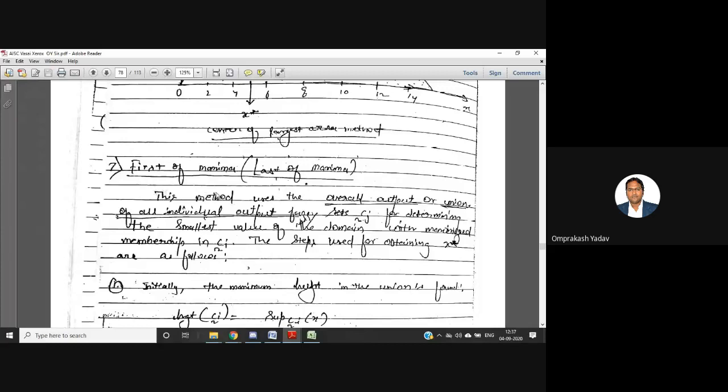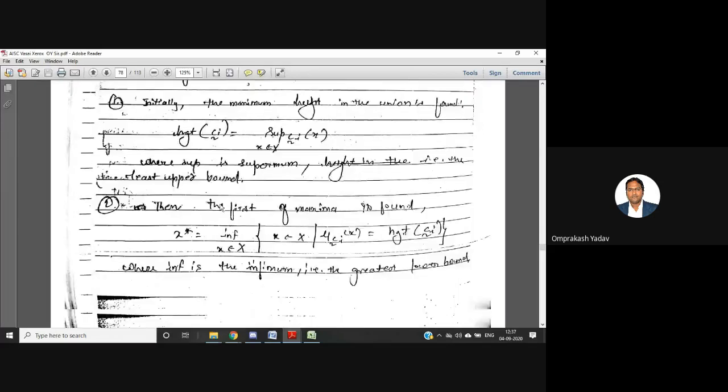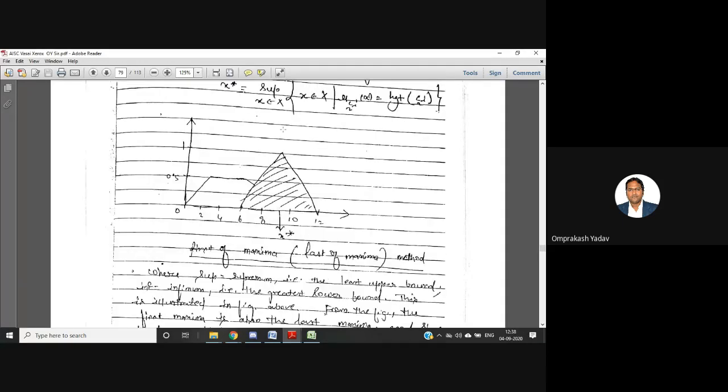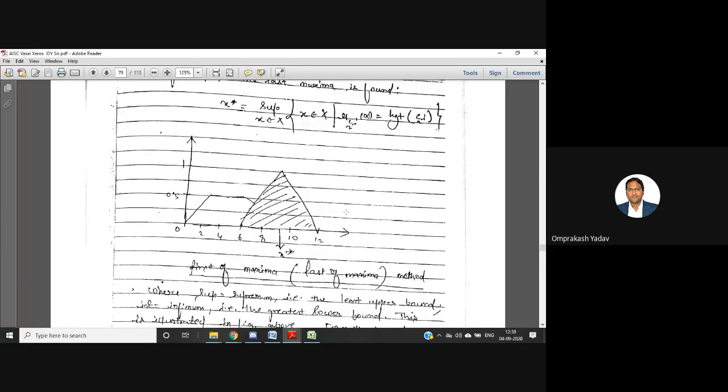So now the last method is first of maxima, or in bracket, last of maxima. In this particular method, for example, suppose this is the graph, okay? What we do is either select the first of maxima or the last of maxima. In this graph we have selected the last of maxima, and from this maxima we try to select the x star point from the area which has the largest area, or the last of maxima. It can be at the beginning or at the end. You can select first of maxima or last of maxima. Just draw the graph so that you will remember, and we'll go and solve the problem.